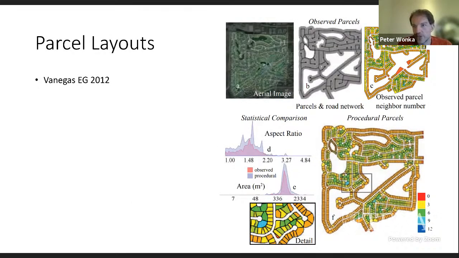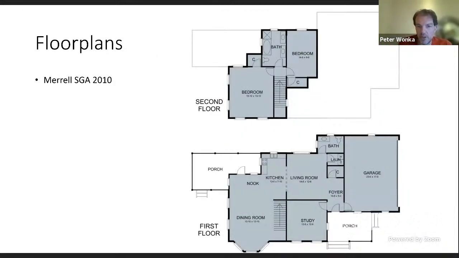People looked at parcel layouts, and parcel layouts is basically the pattern of the individual pieces of property in a city. For example, this paper from Eurographics 2012 that tries to model parcels. Floor plans is another topic that multiple people looked at, and for floor plans, we talk about mainly having the boundaries of the rooms, the doors, and labels for the rooms. What type of room is it? Is it the living room, kitchen, or a garage?